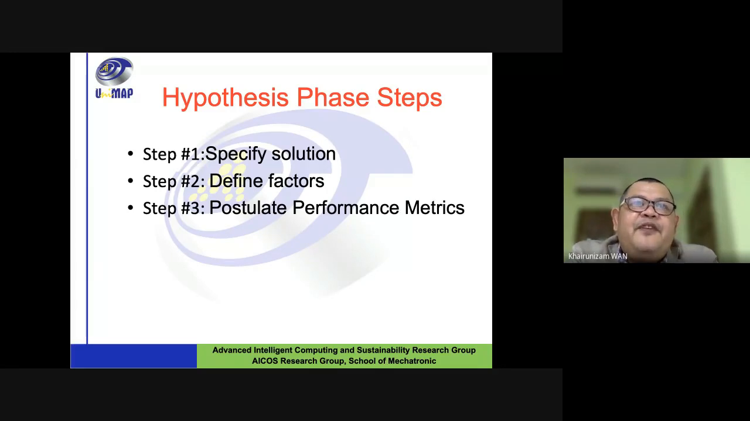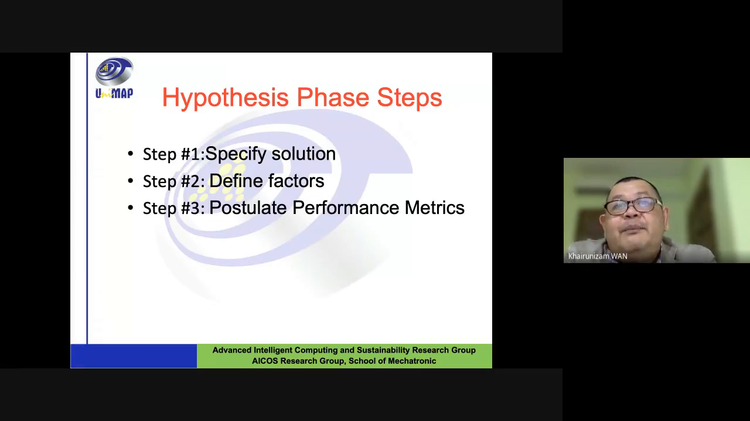Specify solution to what? Specify solution to the research objective, so that the problem statement could be solved. And then define factors. You have to define the factors, the parameters, and the experimental conditions, so that the objective of the research is achieved. When the objective of the research is achieved, it means the problem is solved. Then postulate performance metric: how to measure the performance of the investigation.